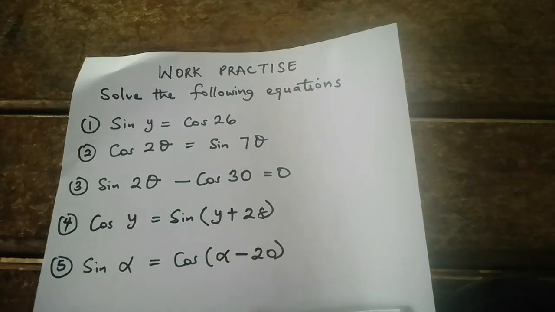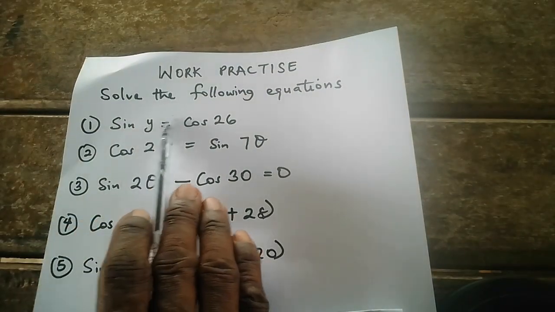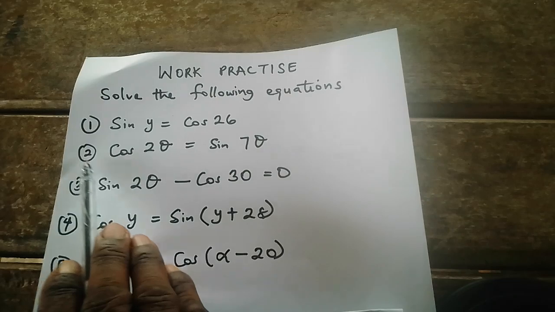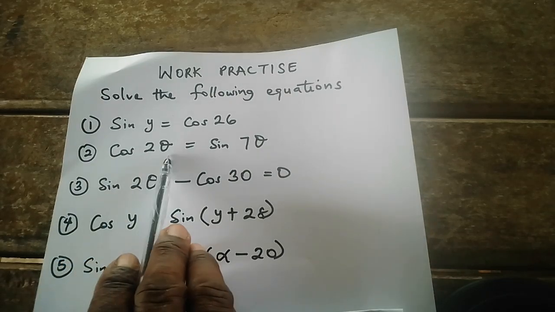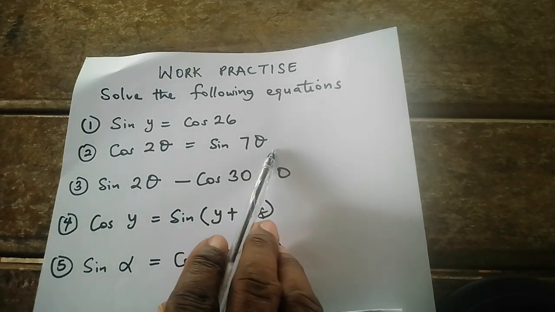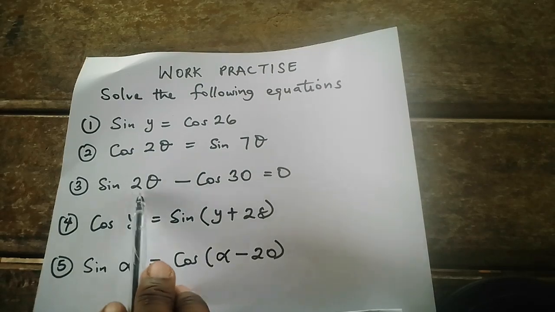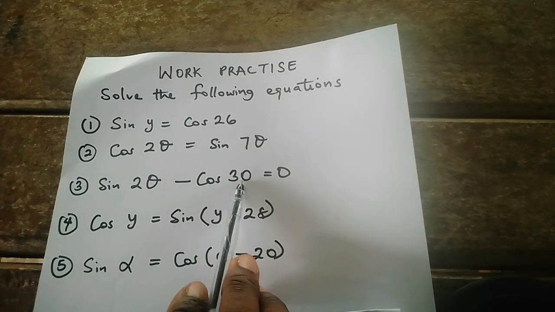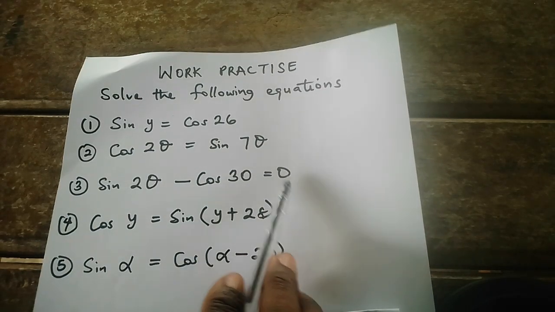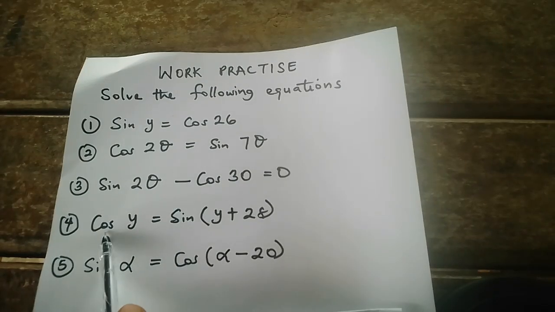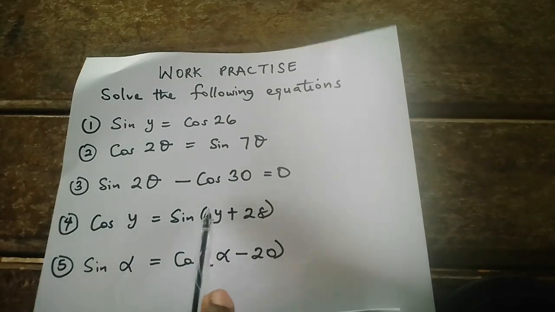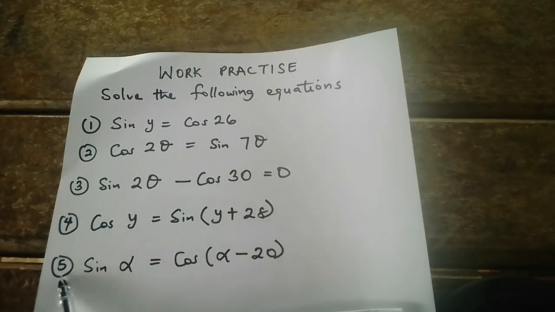Solve the following equations. Number 1, sine y equals cos 26. 2, cos 2 theta equals sine 7 theta. 3, sine 2 theta minus cos 30 is equal to 0. 4, cos y equals sine y plus 28. 5, sine alpha is equal to cos alpha minus 20.